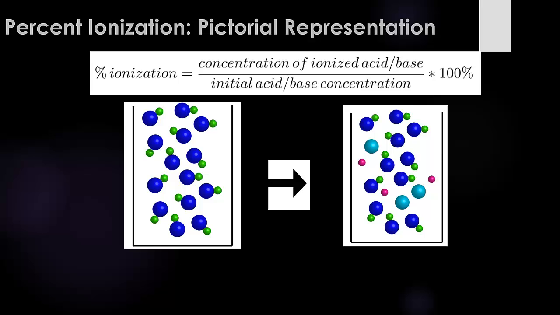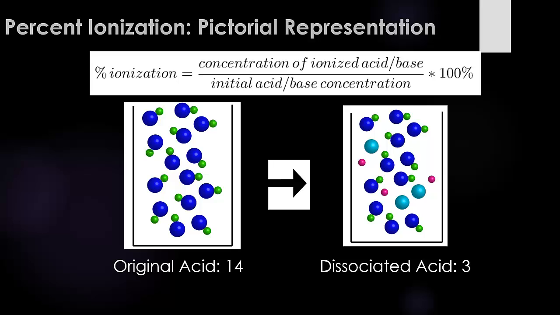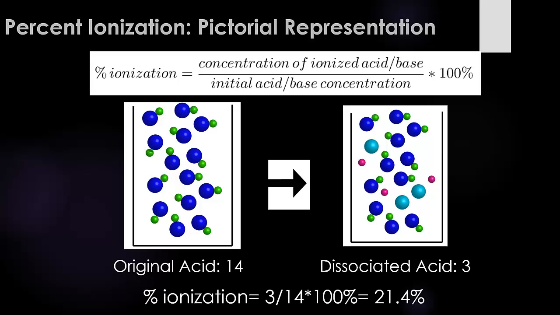We can count how many atoms are ionized, in other words, here 3, and how many were initially present, or 14. We can then do 3 over 14 times 100 to give us the percent, giving us 21.4%. Let's look at this as a formula just for completeness' sake as well.